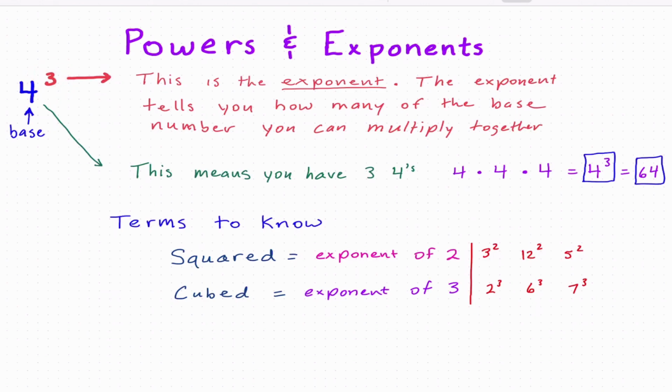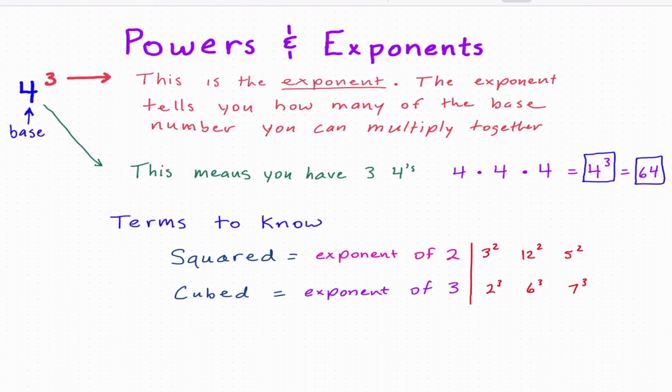So this number right here, this 3, the little number up at the top right, is going to be the exponent. The big number, the first big number, is our base. So if I'm talking about the base, you know I'm talking about the bigger number. And then there's going to be a small number to the top right if I'm talking about the power or the exponent. The exponent tells you how many of the base number you can multiply together.